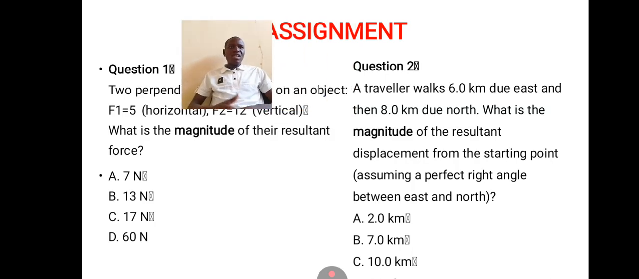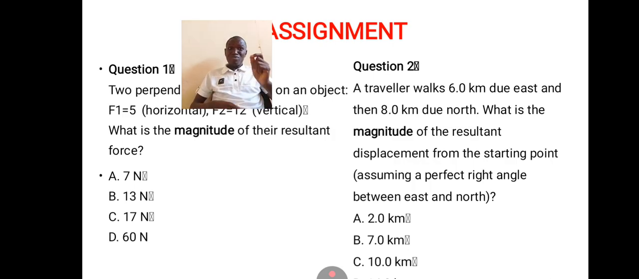Question 2 says, a traveler walks 6 kilometers due east. Do you see another trick of asking questions now? Due east, and then 8 kilometers due north. What is the magnitude of the resultant displacement from the starting point? Do you get the question now? I earlier said it's not always force. Displacement can be used. Velocity can be used. Acceleration can be used. All these are vectors. So any of them can be used.